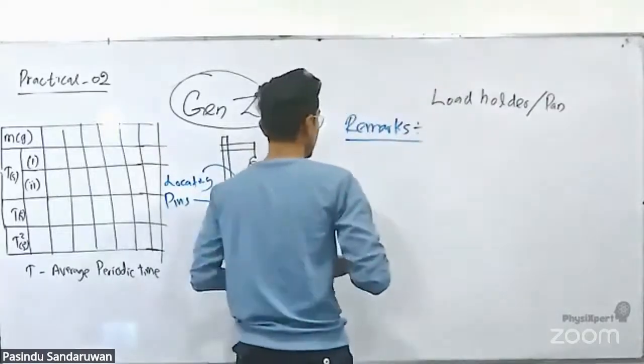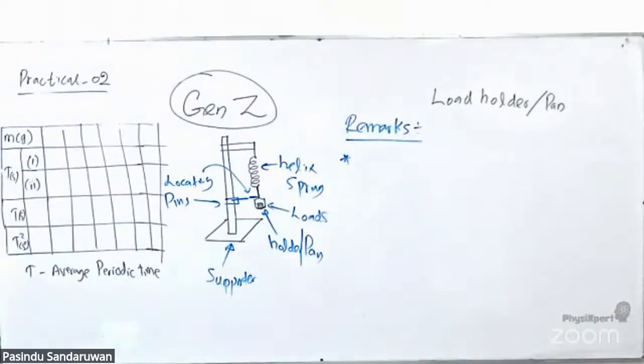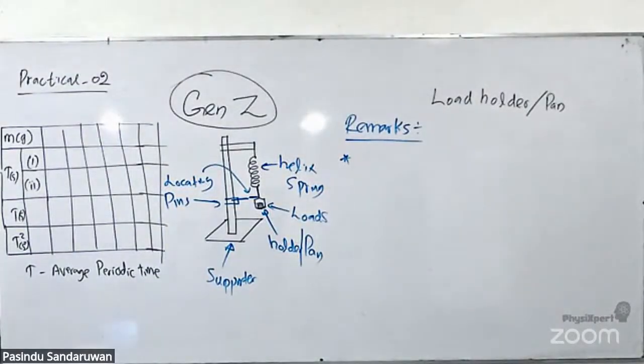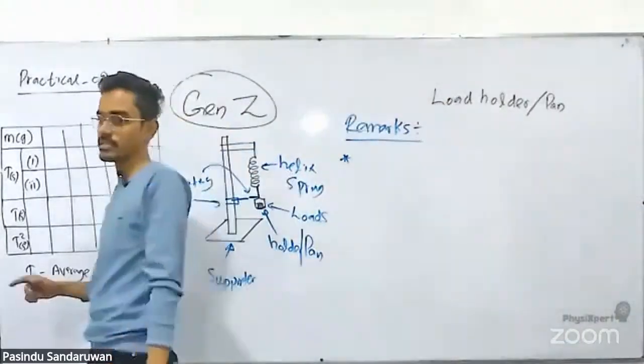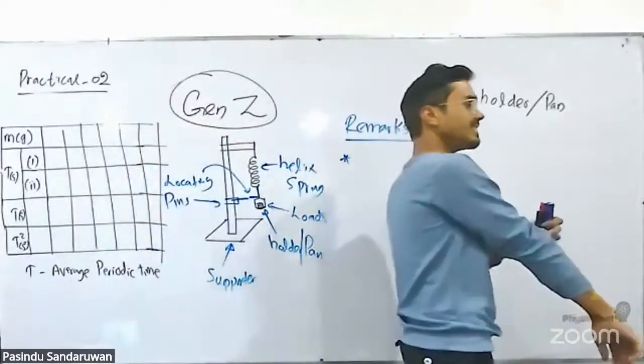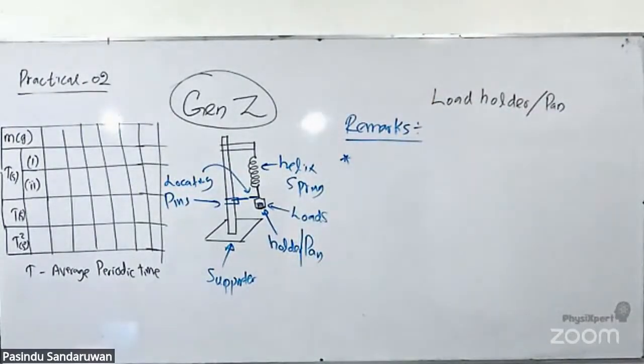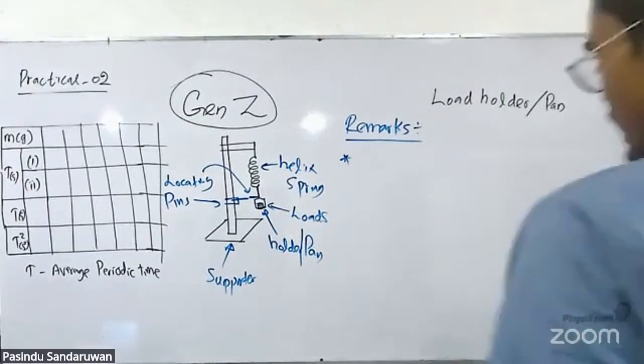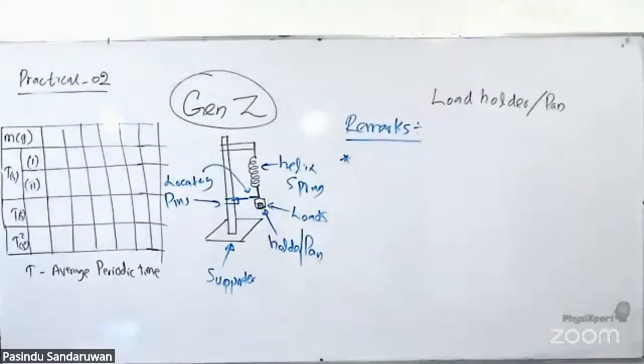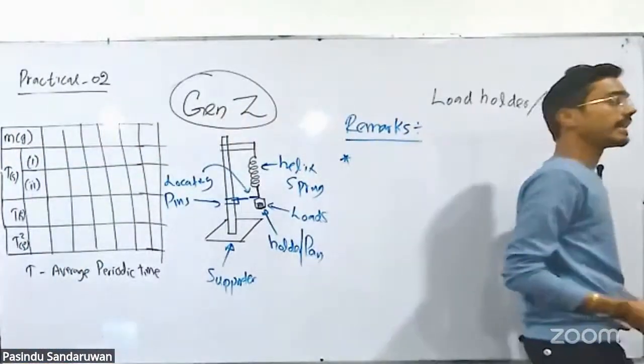Right, first one, what is it? Measure periodic time for a number of oscillations, within brackets 20 or 25, to maintain percentage error less than 1%. To maintain percentage error less than 1%.